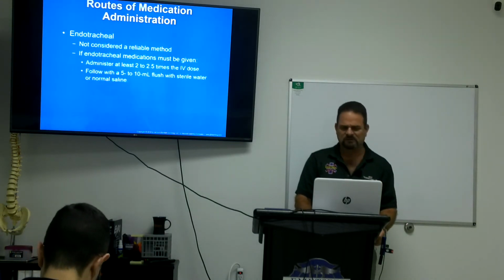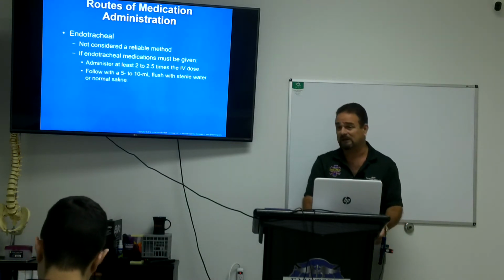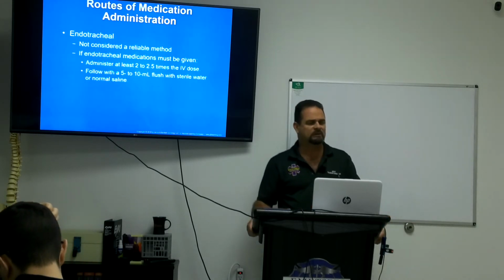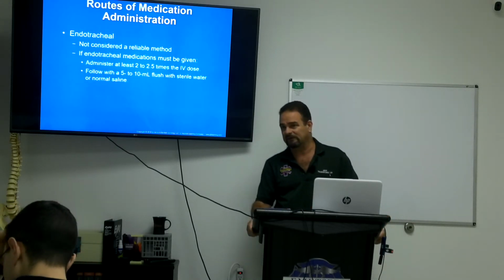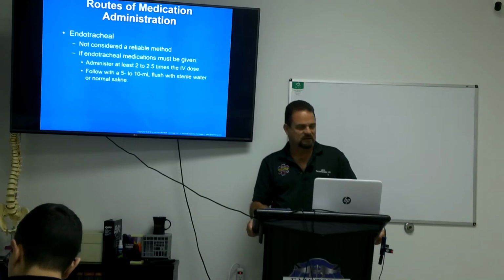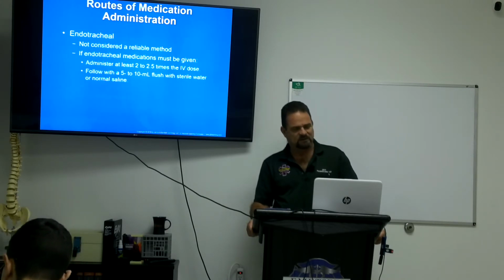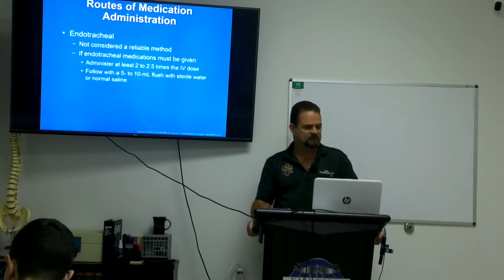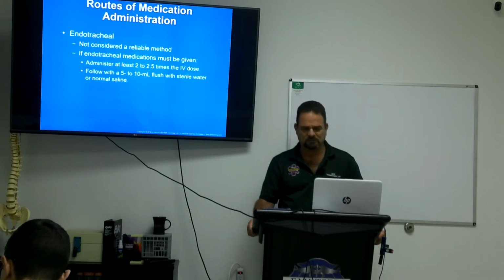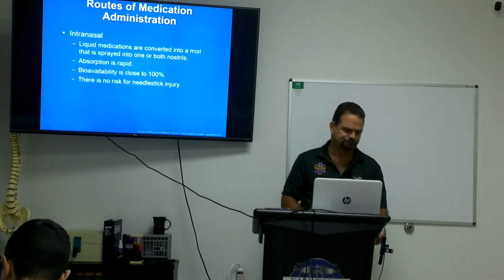Then you have endotracheal. We don't consider this a reliable method any longer. All we're really doing is dumping something down there that is just not necessary. If endotracheal medications must be given, the general rule of thumb is to administer at least 2 to 2.5 times the IV dose, and then follow up with a 5 to 10 cc flush with sterile water or normal saline.